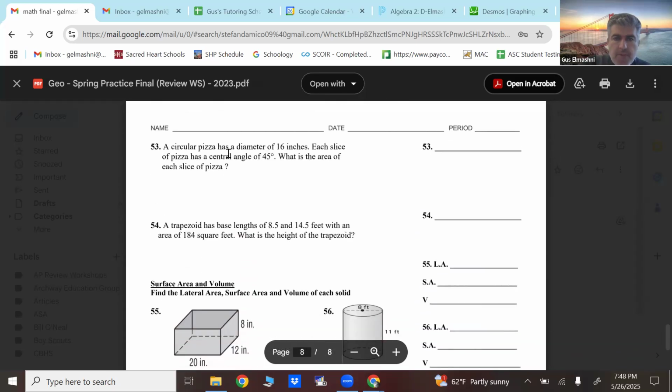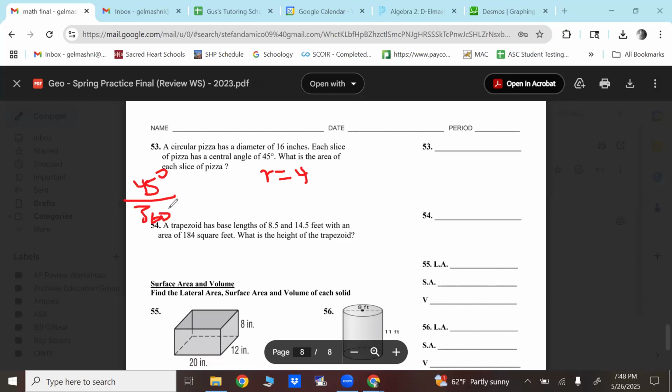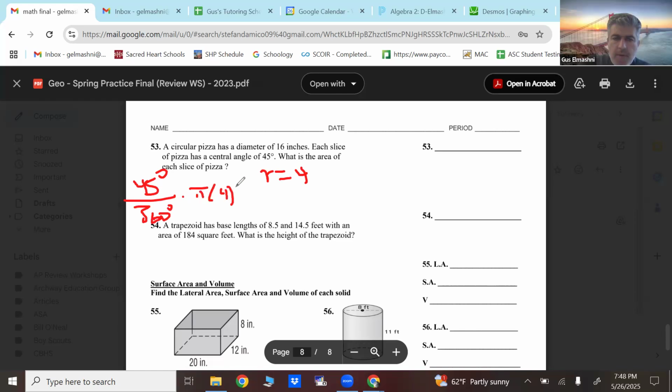Circular pizza has diameter 16 inches. Each slice of pizza has a central angle of 45 degrees. What is the area of each slice of pizza? Well, the radius is 4. So 45 degrees over 360 times pi r squared. So you get 2 pi.